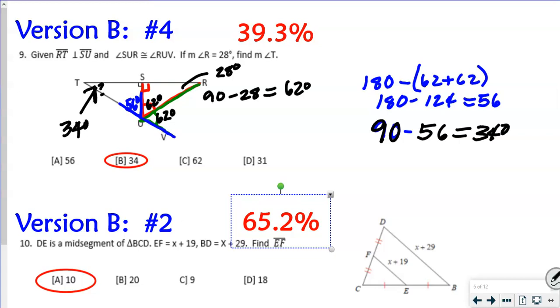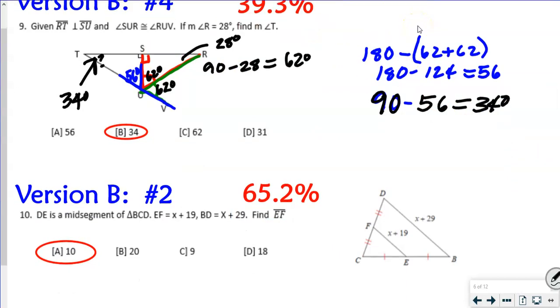And how do I know that? Because 34 plus 56 plus 90 is, guess what? 180. Okay? So we did very poorly on this question. I'm assuming it's because it was so many steps, okay?